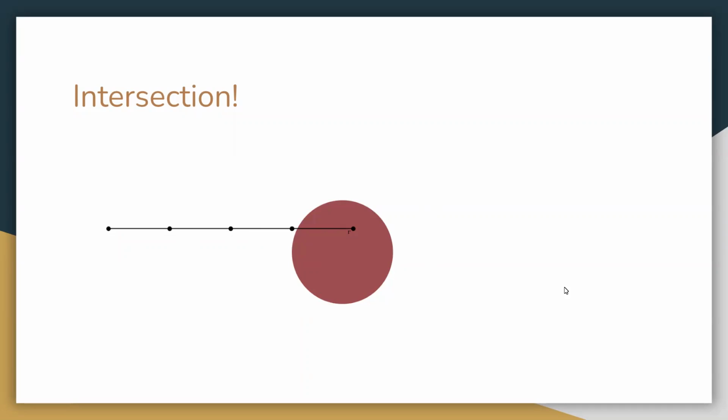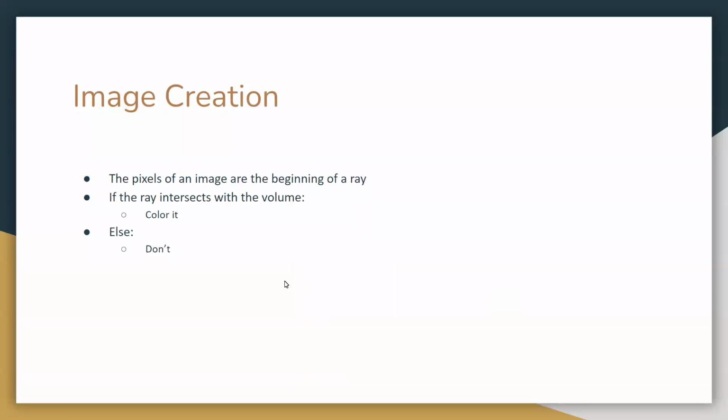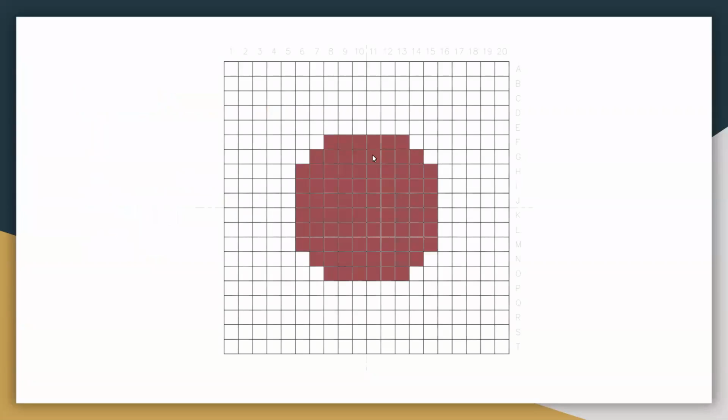But now, again, you may be asking yourself, how do you get images from this? Well, if you imagine the pixels of an image as the beginning of a ray, you run the ray marching algorithm, and if it intersects with the volume, then you color it, otherwise you don't. Now we can look at this graph. If each one of these cells is a pixel of an image, we run the algorithm and we get this sphere with that circle SDF we calculated earlier.